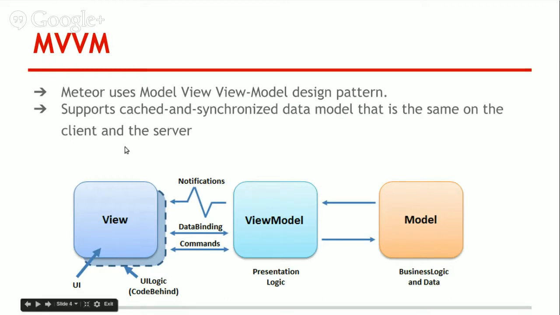And it's also a cached and synchronized data model, which means if any changes occur in the client, the client first caches the data and syncs it to the server. At the same time, if any changes occur on the server or MongoDB, it immediately updates the client.